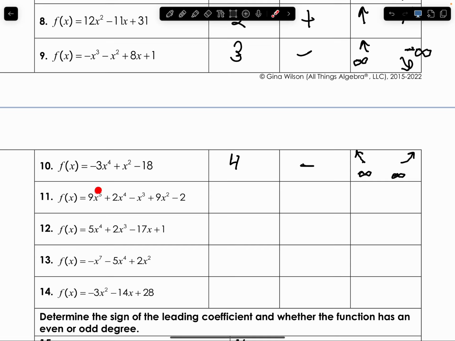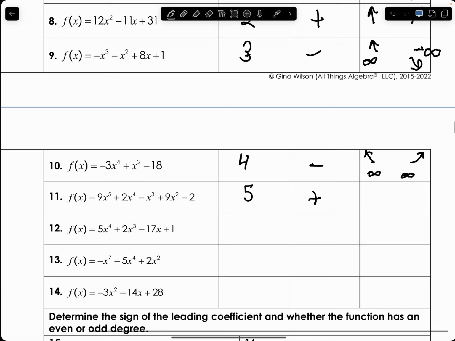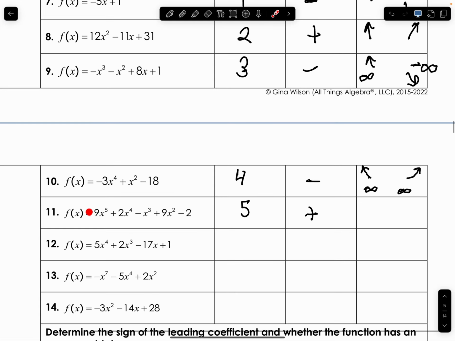This one is, let's see, the highest power is a 5. It's in standard form. It goes 5, 4, 3, 2, 1. It's standard form. Some of you messed that up on the quiz. Couple people. Okay, fifth degree. Boom, fifth degree. It's a positive leading coefficient. Surely there's no negative sign in front of that 9.